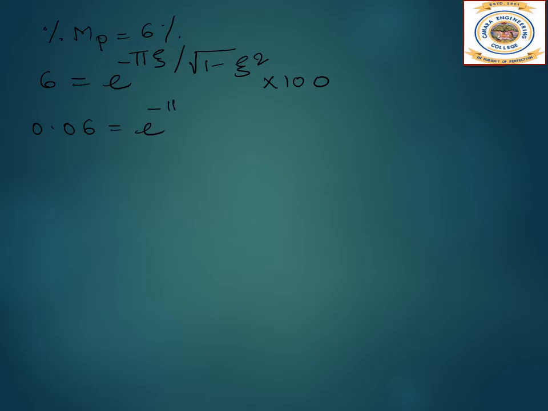Now let us consider the test results. What are the information you have got from test results? We'll take that the percentage MP is given as 6%. What's the formula for percentage MP? 6 equals e^(−πζ/√(1−ζ²)) into 100. So this will be 0.06 equal to e^(−πζ/√(1−ζ²)).